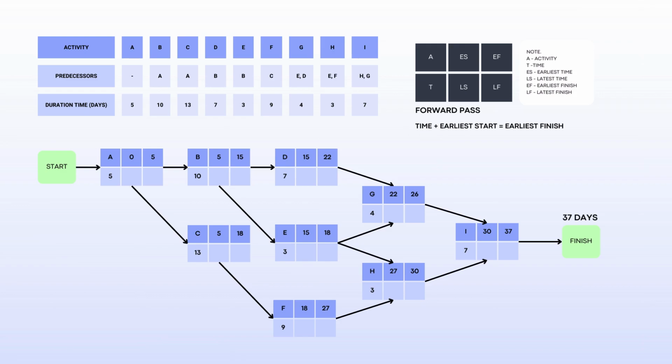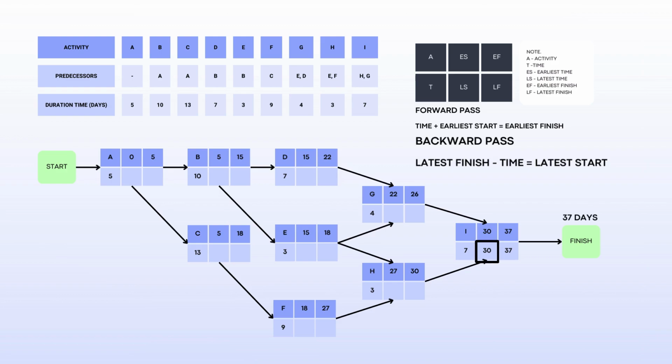Now that we got the estimated task completion time, we will perform a backward pass to compute the latest finish and latest start. The latest start is the latest finish minus the time. Since 37 days is the maximum latest finish, it will also be used as the latest finish on diagram I. So to get the latest start on this activity, it will be 37 minus 7 equals 30 as the latest start.